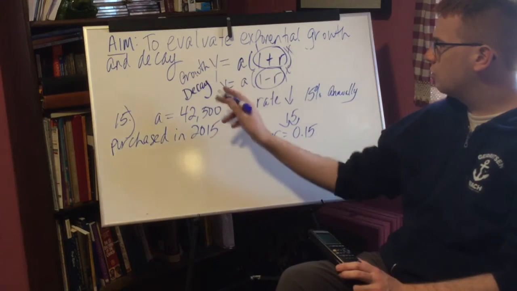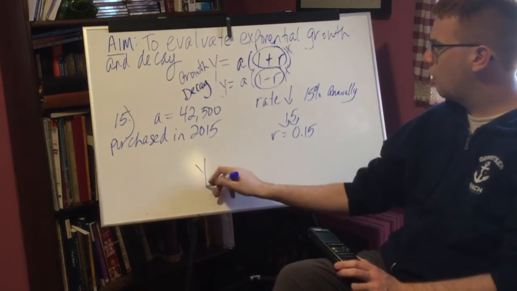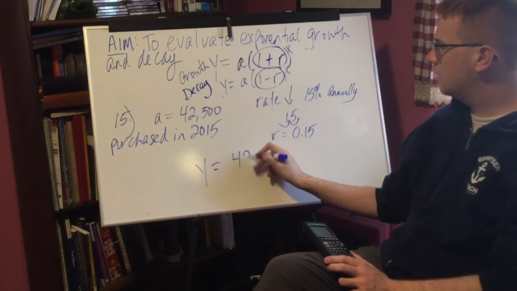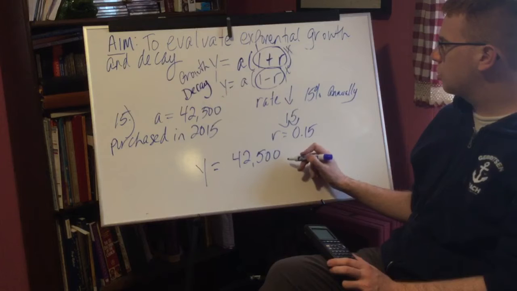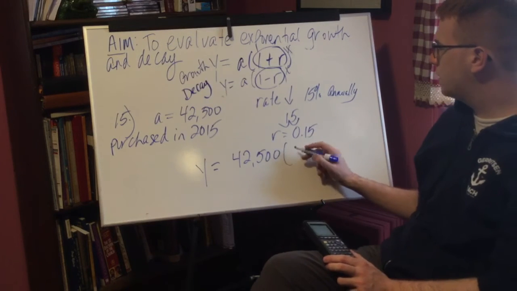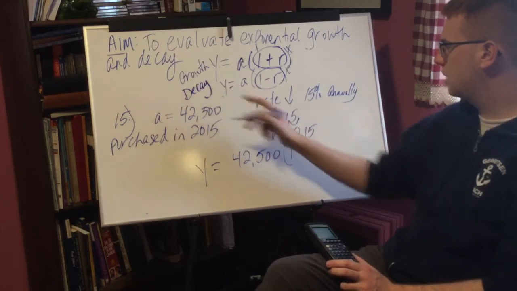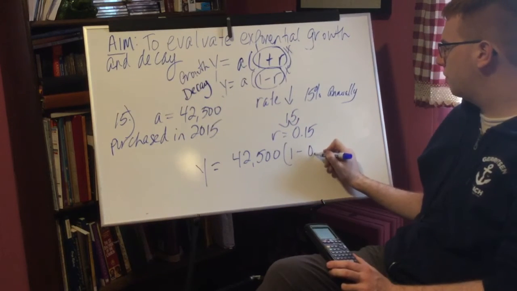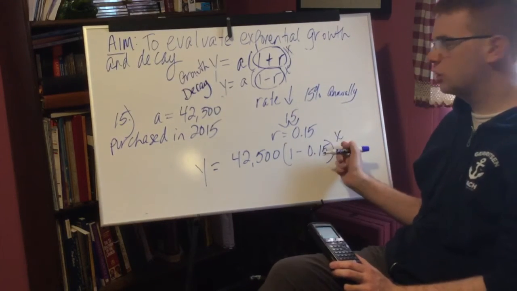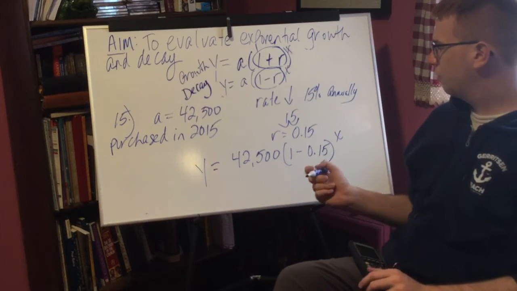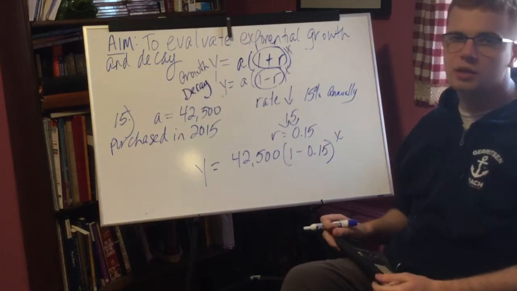And we are going to come up with a generic formula using the decay model. So y equals, A is going to be 42,500. That was the initial amount of the car. Open parentheses. We're going to take 1. We're going to subtract off, because now we're decaying. We're going to take off the 15% for each year. Raise that to x, which is the number of years. This would be the equation we would use.